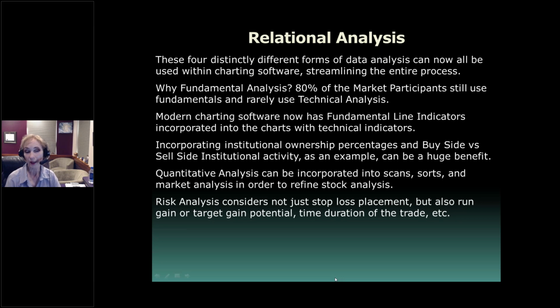Then you need to be able to calculate the run gain or target gain potential during the time that you're going to be holding the trade. How long are you going to be holding the trade? You should know before you place an order how much point gain potential there is based on support and resistance and risk, who's going to be moving that price so you know how far it's going to go, and how long you are going to hold that trade. If you know these things, you will be far more profitable.